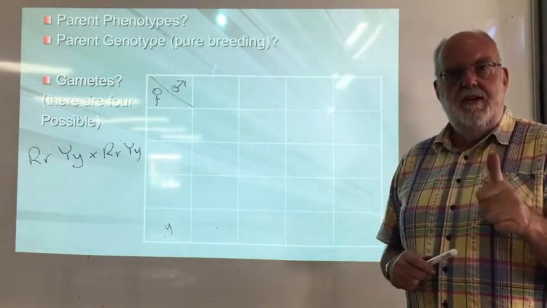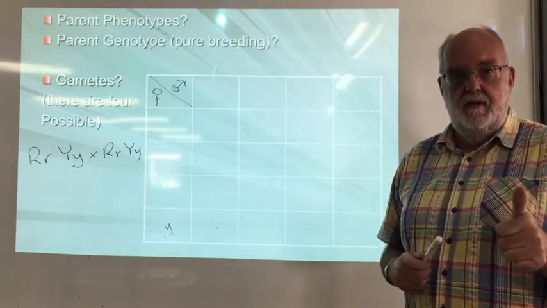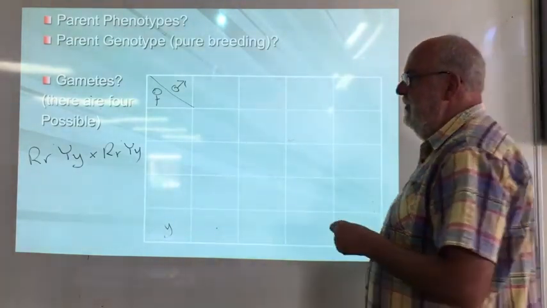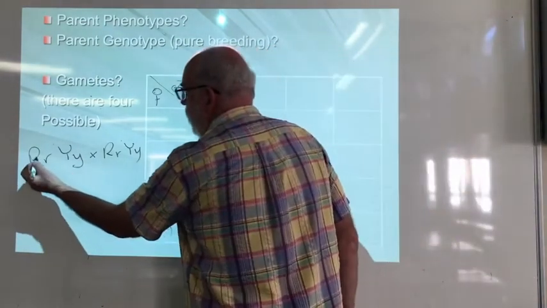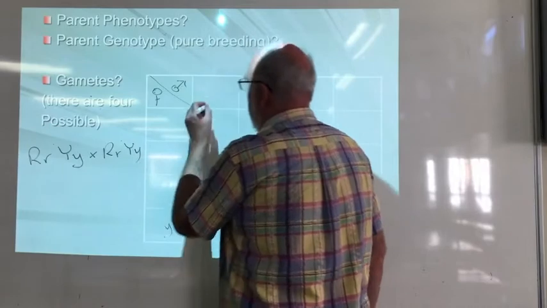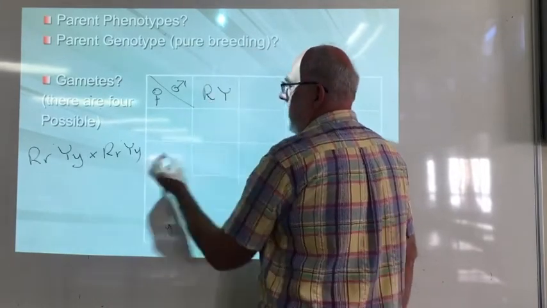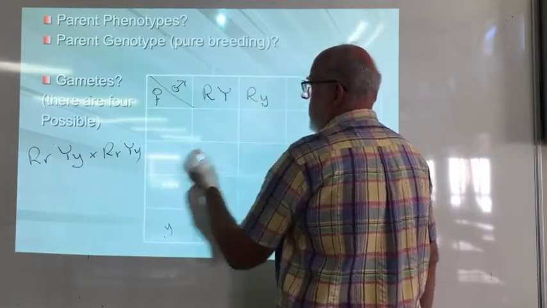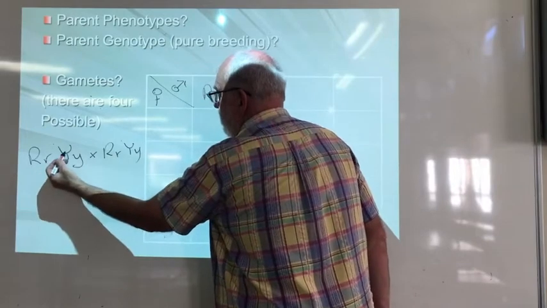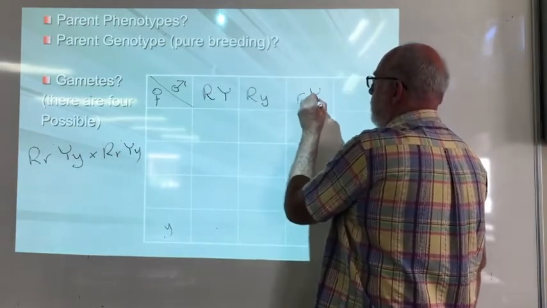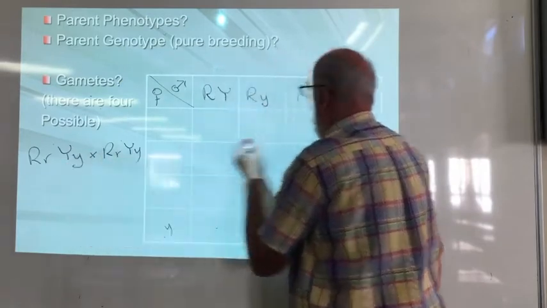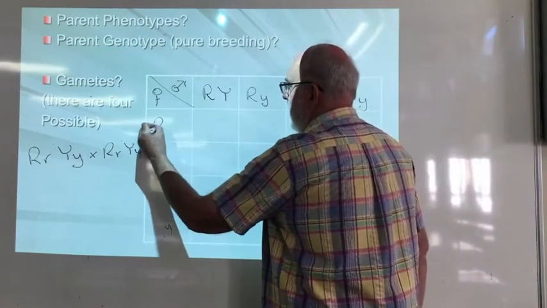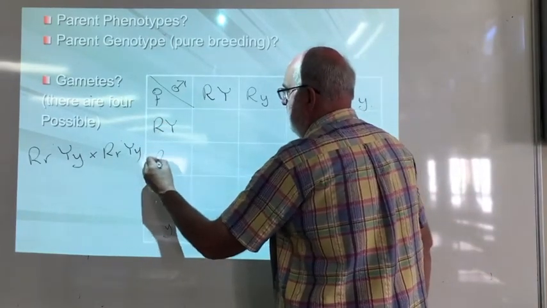So each gamete has got to contain either a capital R or a small r, and a capital Y or a small y. If you think about that, it's very straightforward. So one of the alleles, capital R, capital Y. Another one, capital R, little y. Another one, little r, big Y. And the final one, little r, little y. And that's going to go down this side as well, because remember the parents were identical.